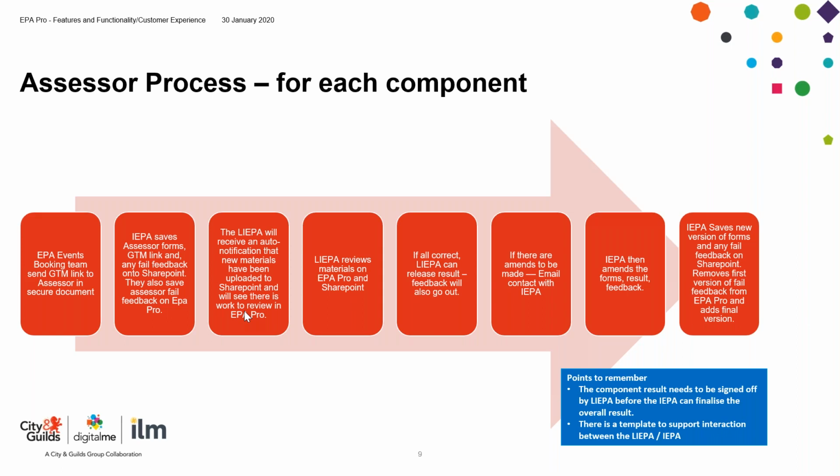When you go into the platform and quality assure them and you look at the results, you will then enter onto SharePoint and you will find the relevant documents on SharePoint to carry out that quality assurance. As we've already said, if everything's correct, the LIEPA can release from EPA Pro at that point. If there are amends to be made, then the LIEPA would make contact with the IEPA off the platform.